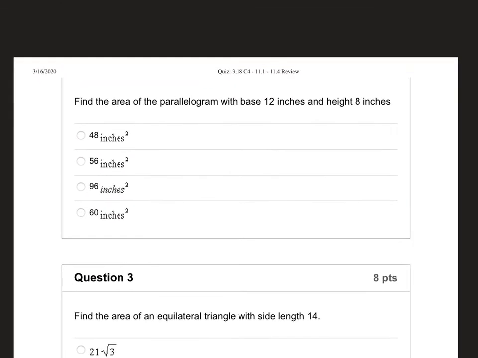Okay, number 2 said find the area of the parallelogram with base 12 and height 8. So it's just 12 times 8, which is 96 inches.